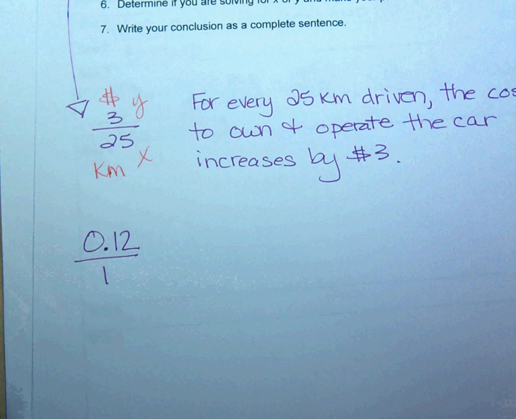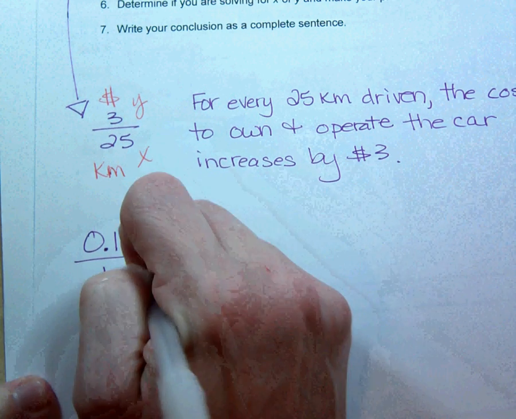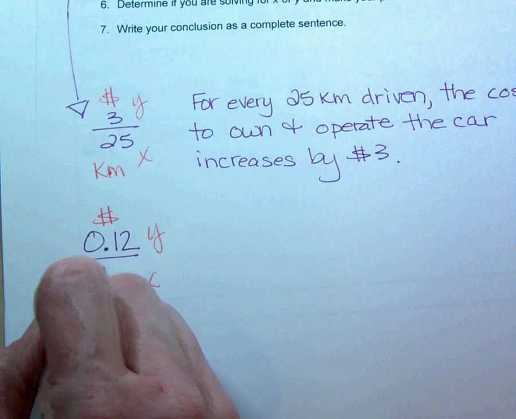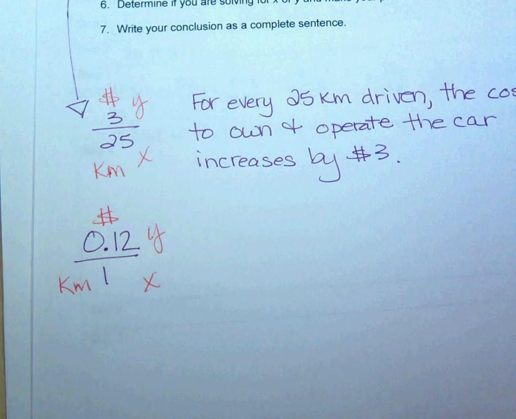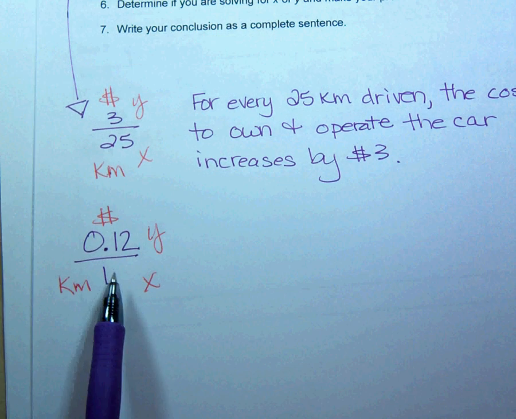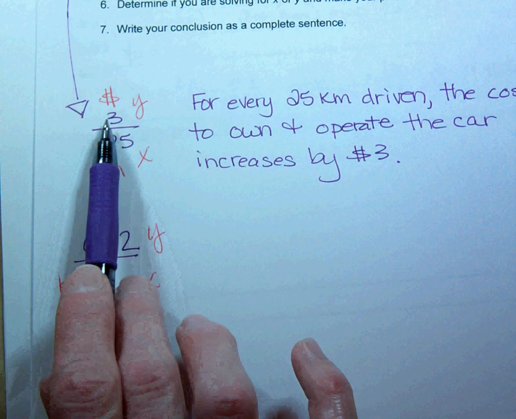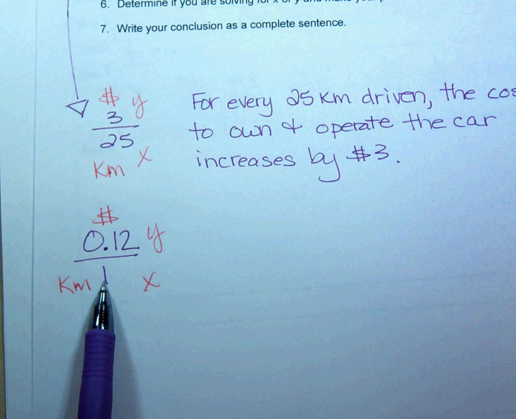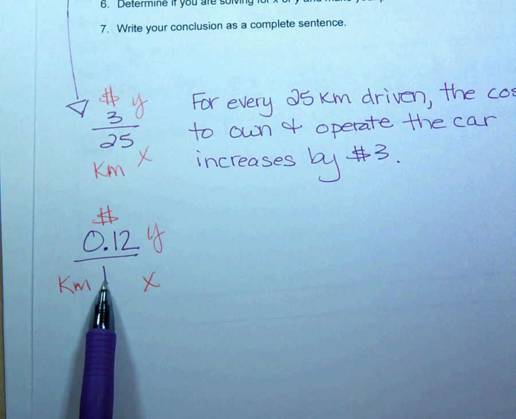I can put anything over 1. Okay, this is still y and x, so this is still cost, and this is still kilometer. But now what we have here is a unit rate. Instead of 3 for 25, I know how much it is just for 1 kilometer, which sometimes is the best way to present the information.